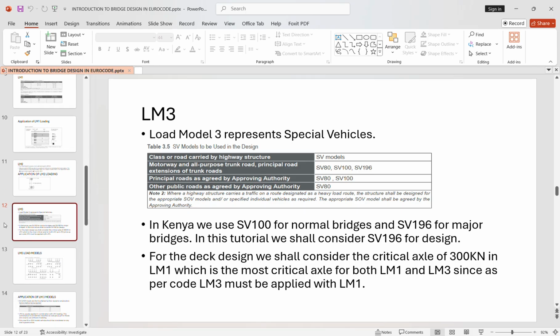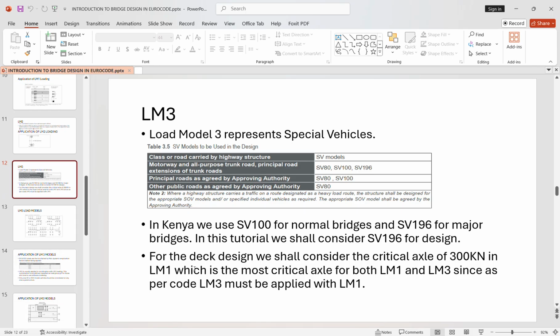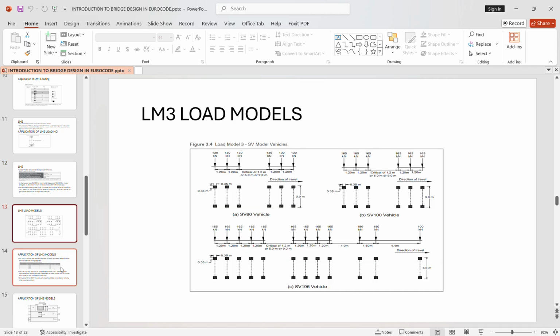That is for lane 1. That is the one that I found will give me the kind of loading I require for the ultimate limit state. So these are just special vehicles for load model 3, as we find them in the Eurocodes.